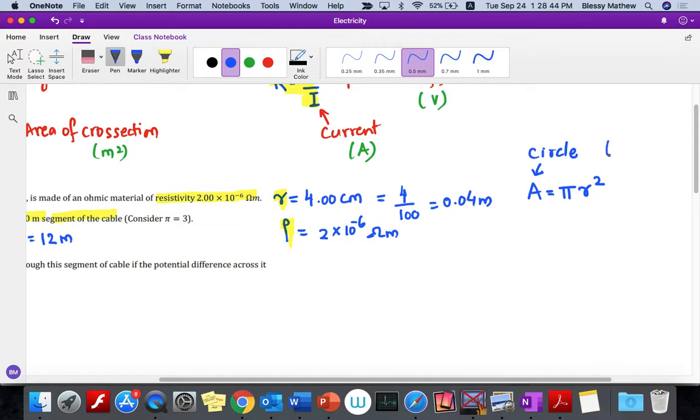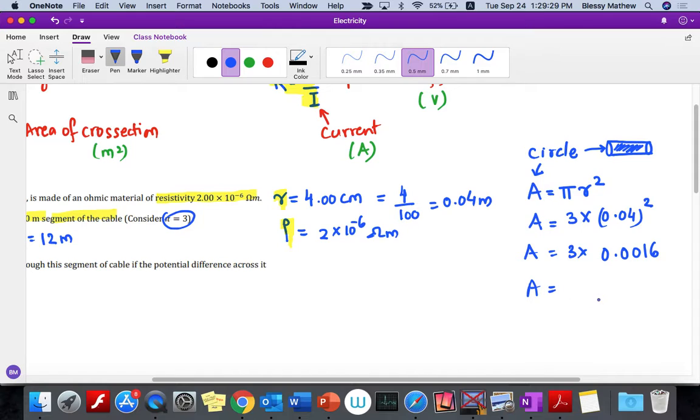Why are we taking a circle? Because when we look at a wire, let's say this is our wire, the area of cross section, look at this, looks like a circle. Yeah, it is a circle. So we'll be using A as pi r square. Now we'll just quickly calculate this. Pi is given as 3, so we can write 3 multiplied by R, which we got here, 0.04 square. Okay, so area of cross section, we can multiply and get the answer. So A comes out to be 0.0048.